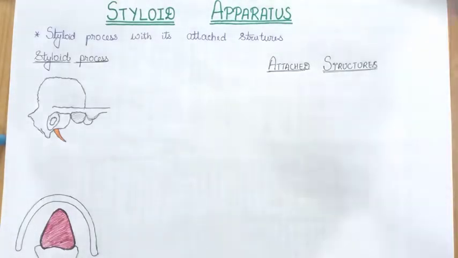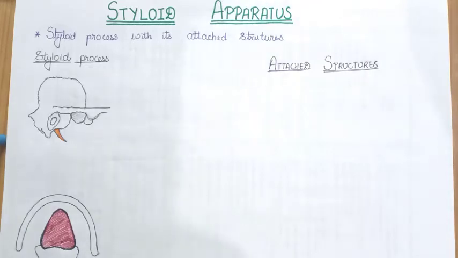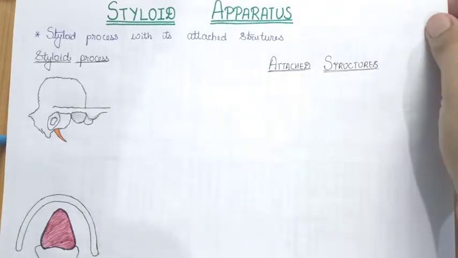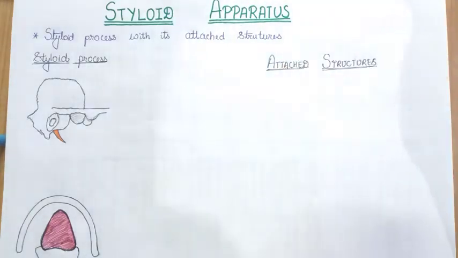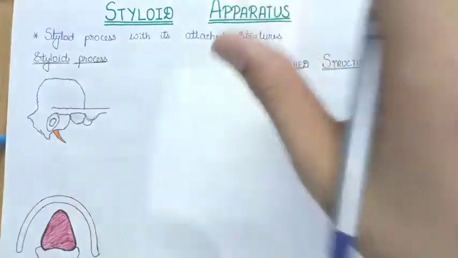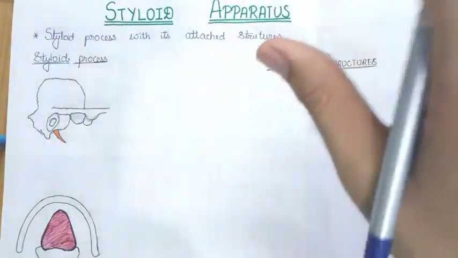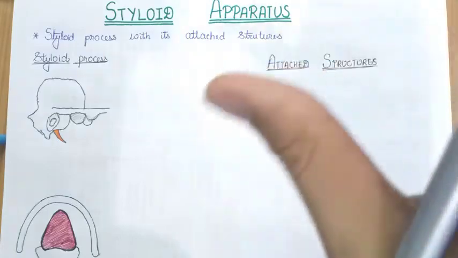So what's so special about the styloid apparatus, and what are the associated clinicals that we'll see in the video? Now the basic question arises: what is the styloid apparatus? It is one of the structures of the neck. When you are studying the neck, this is very important. Go through that topic, which is a must.